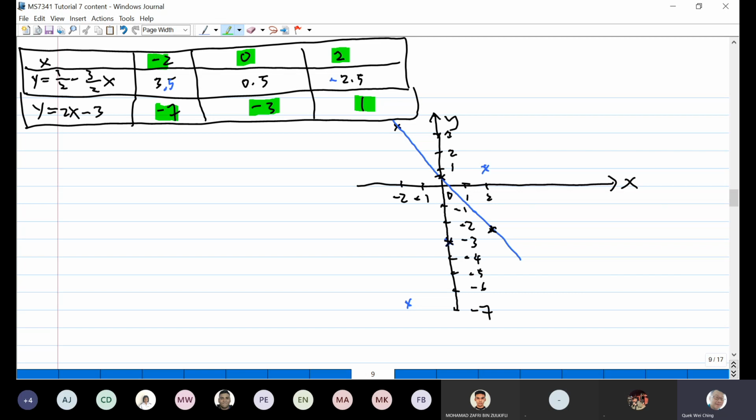Okay, so then you join them together. You see that this actually looks quite like a straight line. So you can join them together. Okay, this is the second line. So the first line is y equals 3/2 x minus 3... I mean, y equals half of -3 over 2x. The second line is y equals 2x minus 3.